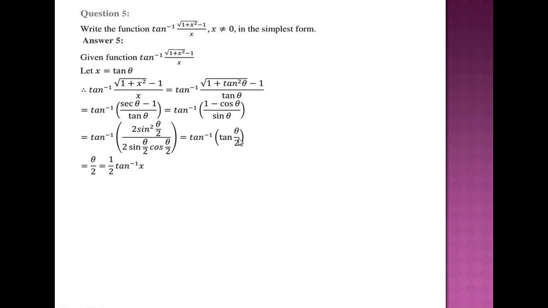See, now this complete stuff has been transformed into tan theta by 2, so that this gets nullified. You are left with theta by 2, right? But what was your theta? If you have taken x equal to tan theta, so definitely theta will be tan inverse of x. So that's how the simplest form is nothing but half of tan inverse of x.